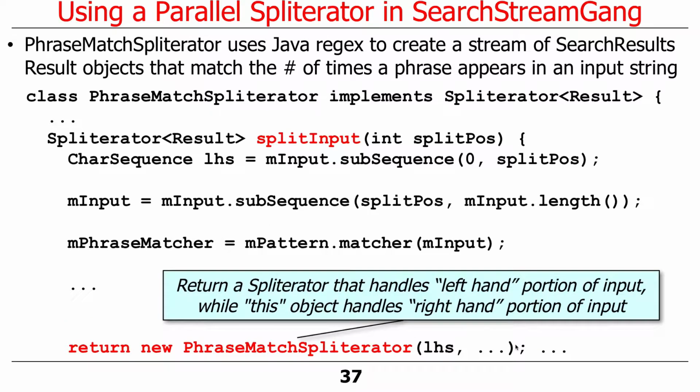Once we've figured out the actual split, then we're going to go ahead and split the input up into 2 chunks based on the split pause, and then we go ahead and update our right-hand side's input sequence, because now it's about half as big as it used to be, and then we create ourselves a new phrase match spliterator, which has the left-hand side part. So the left-hand side part's what's returned from split input, and the right-hand part updates itself by modifying this object.